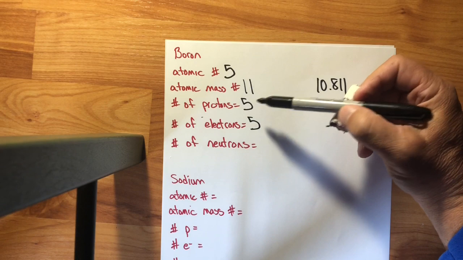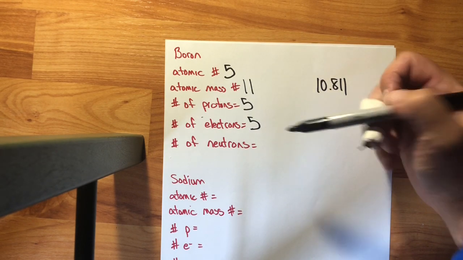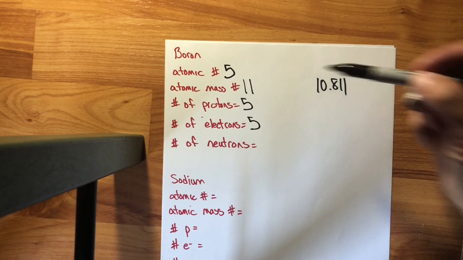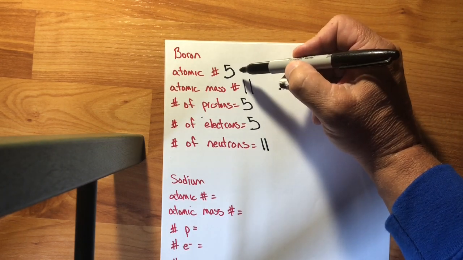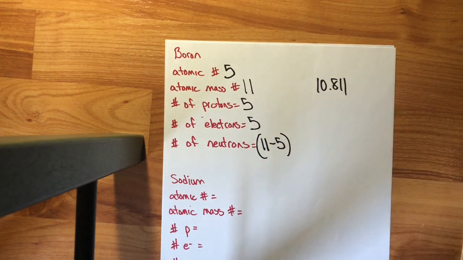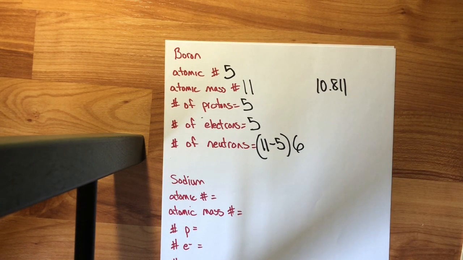We know that because protons have a positive charge, electrons have a negative charge, so we want them to cancel each other out. Hopefully you remember that from grade 9 science when you did electricity. Now the number of neutrons, to figure that out, we take our atomic mass number, which in this case is 11, and we're going to subtract the atomic number, which is 5. Now you don't have to show that if you don't want to, but make sure you use a calculator. Don't be a math hero and then just make a silly math mistake. So that would be 6.